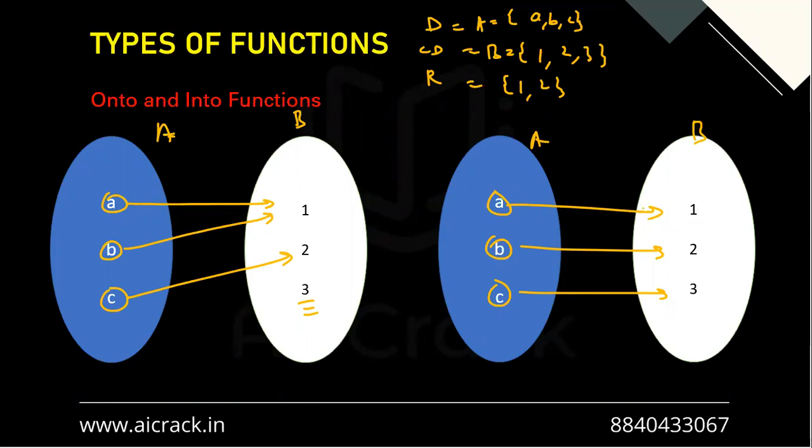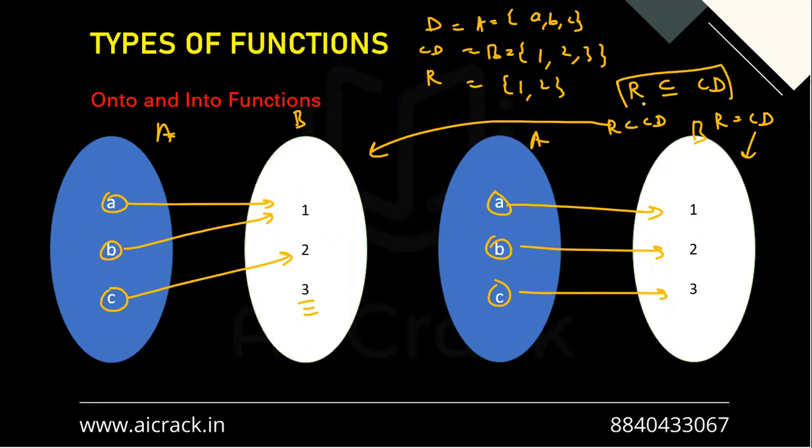Now, an interesting conclusion out of this is that range is always a subset of codomain. Again, if you want to bifurcate more, if range equals codomain, it's an onto function. And if range is a proper subset of codomain, in that case, it's an into function. And in general, if we combine these two things, range is a subset of codomain, right? Got the point?